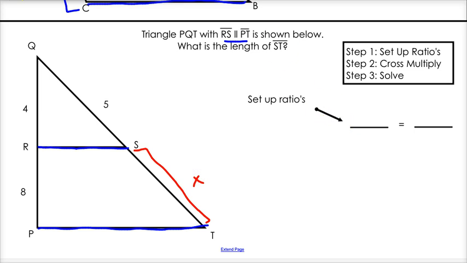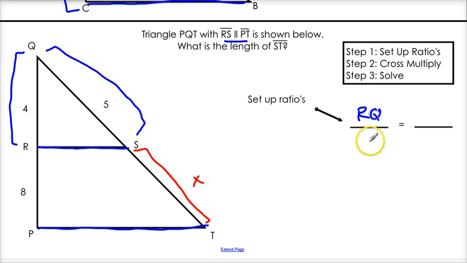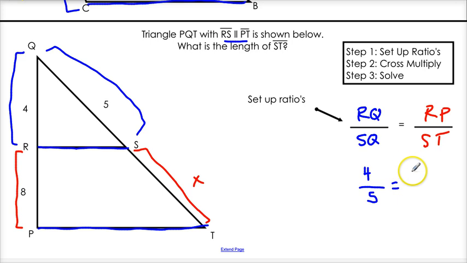Well, this is what we know. I know that the ratio of this portion to this portion, RQ to SQ, is going to be proportional to the proportion of RP to ST. RP to ST. This is to this, this is to this. Let's plug in some numbers here. RQ is 4, SQ is 5, RP is 8, ST is X.